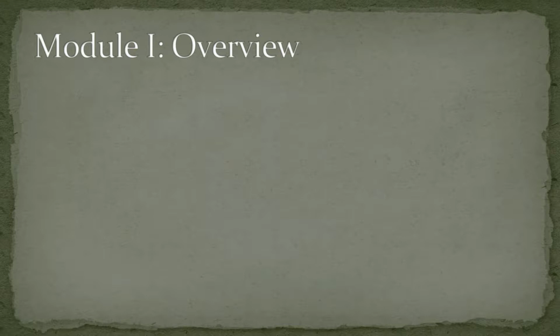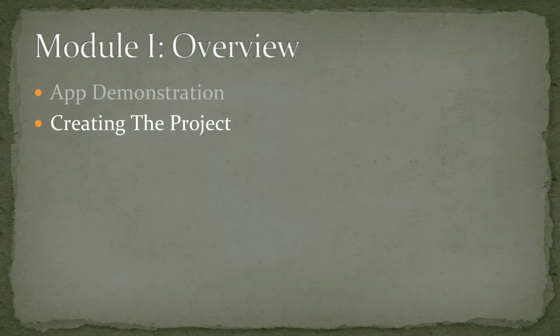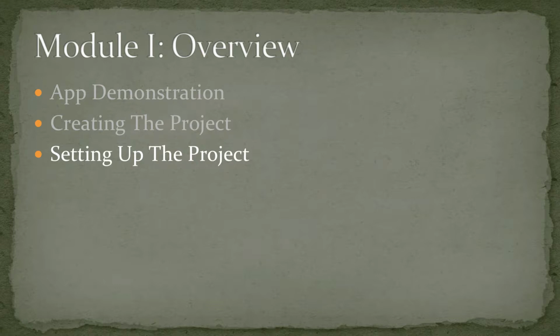So in module 1, we're going to go over the app demonstration. I'm going to show you what the finished product of what we're going to be creating in this course is going to look like. We're going to create the project, and we're also going to set up the project. With Android, we usually need to add components into our project so that we can utilize some features between different API levels of Android.